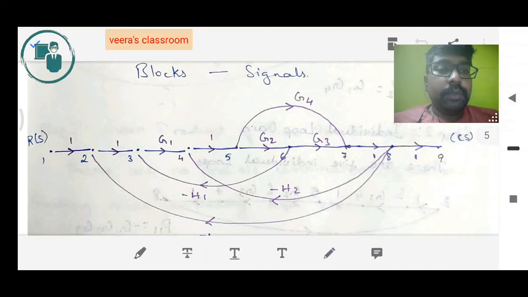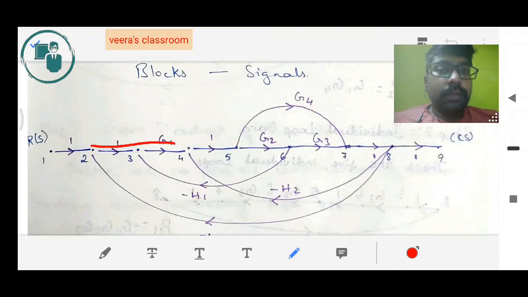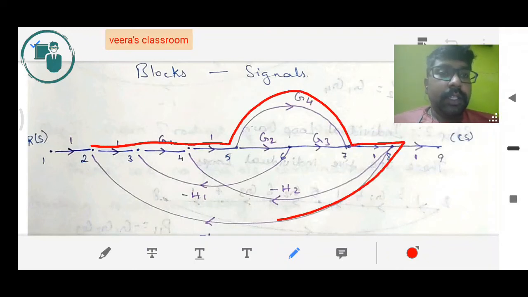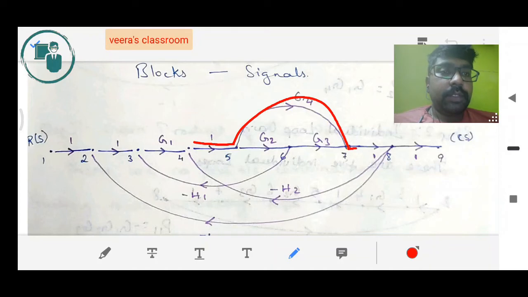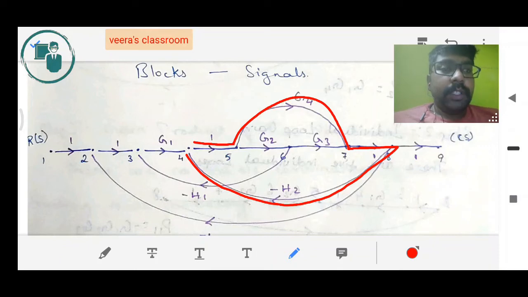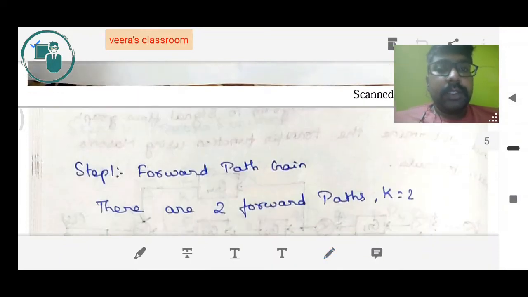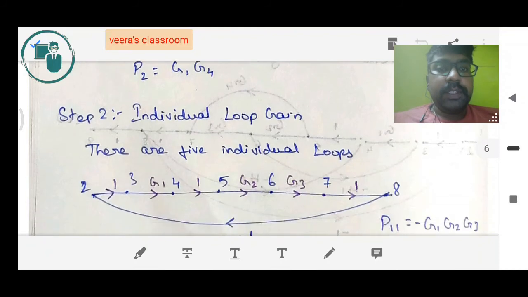And we have 2 more individual loop gains. That starts from 2, goes to 3, 4, 5 and jumps to 7, goes to 8 and comes back to 2. This is individual loop gain number 4. The last one, it starts from 4, goes to 5, jumps to 7, goes to 8, comes back to 4. This is individual loop gain number 5. So we have 5 individual loop gains. So all the 5 individual loop gains have been listed here.